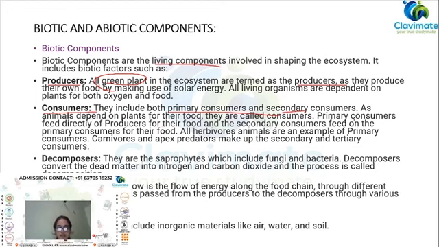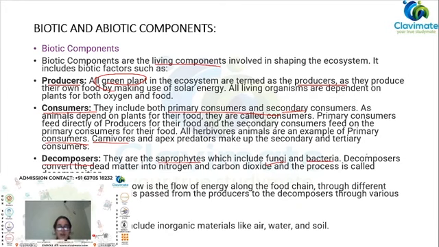Primary consumers feed directly on the producers, and secondary consumers feed on primary consumers for their food. All herbivores are an example of primary consumers, and all the carnivores and the apex predators make up the secondary and tertiary consumers. Coming to the decomposers, they are saprophytes, which include mostly fungi and bacteria.